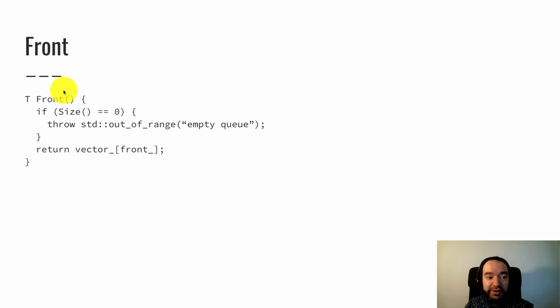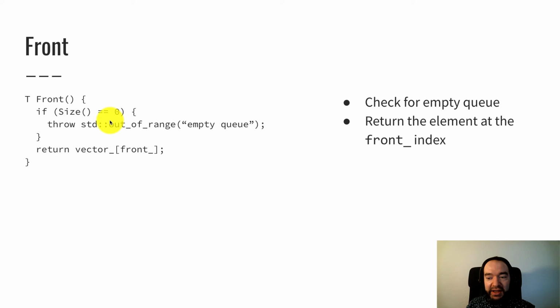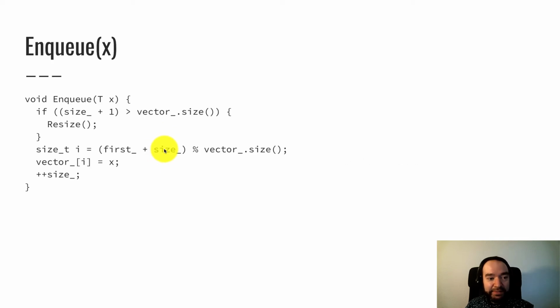Now let's look at the front operation. This gets the front of the queue. First we check if the queue is currently empty, then we throw an exception because there is no front element. If we get past that check, then we return the element at the front index. So return vector at index front, that's all there is to it, and that takes constant time.